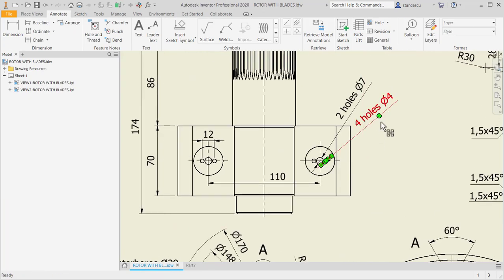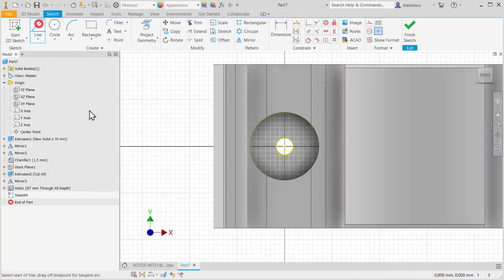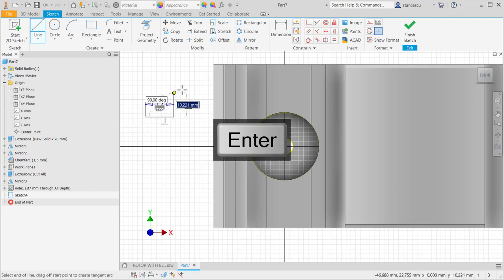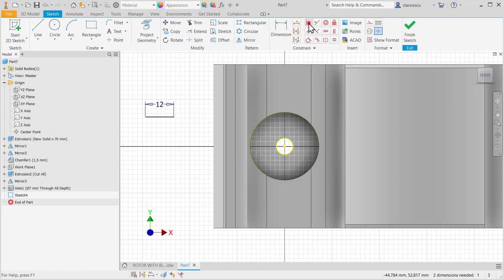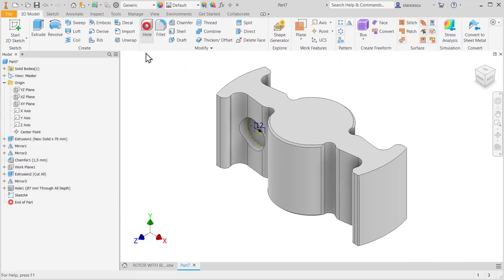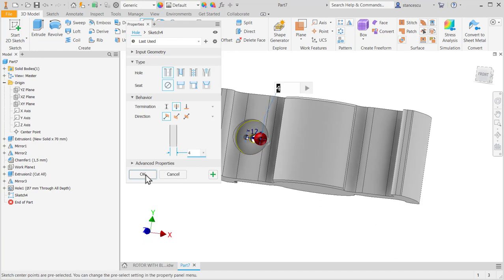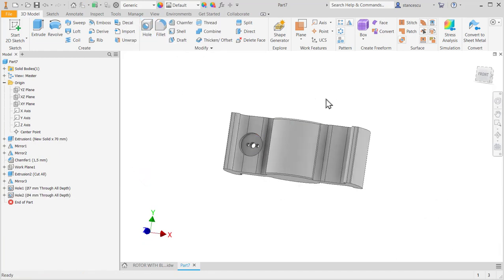2 holes of 4 millimeters and 12 distance between them. This face for a sketch, 2 points, but it is better to draw a line of 12 to place it in the center, coincidence between the midpoint and the center. Point at the end, point at the end. Finish sketch. Hole 4 millimeters, and automatically points are good.